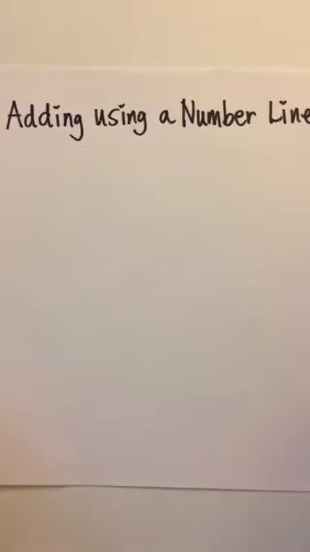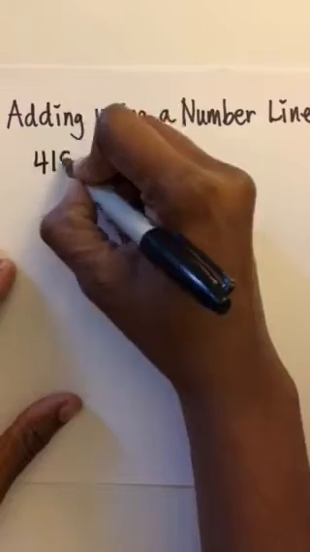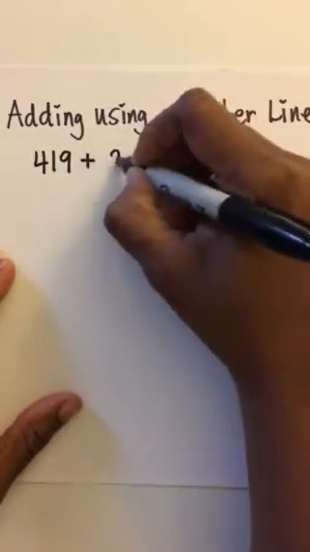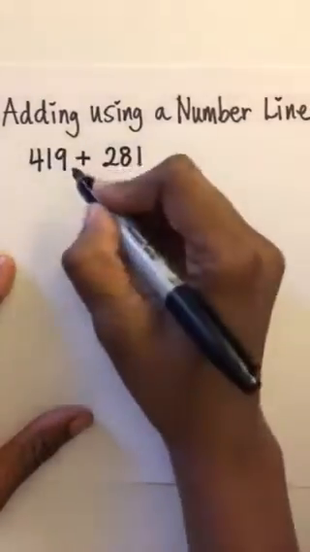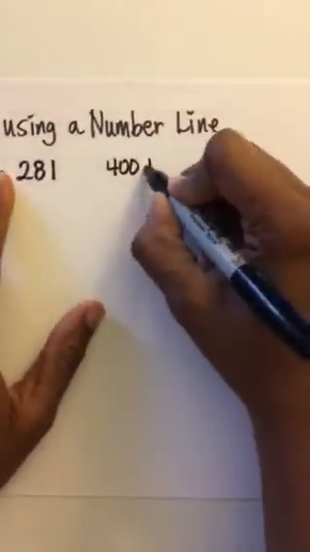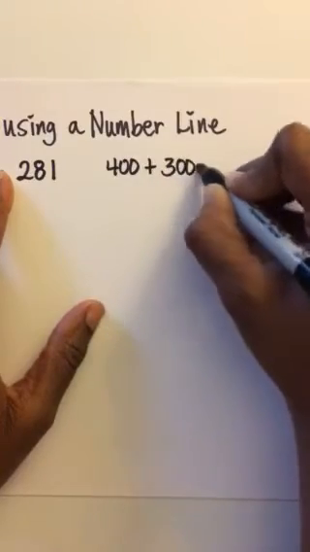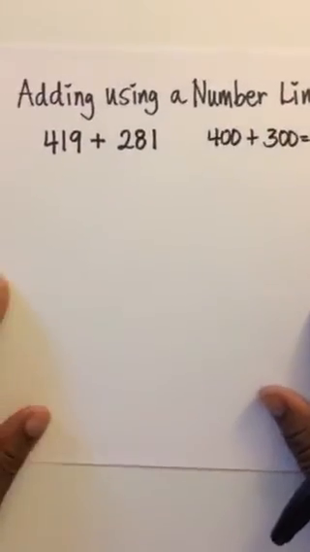To add is to use a number line. Let's say we have 419 plus 281. Of course, you're going to estimate first. 400 plus 300 gives me 700. So my sum should be about 700.